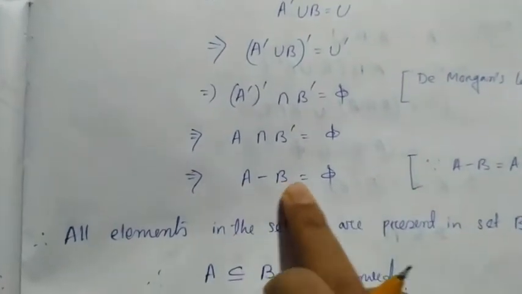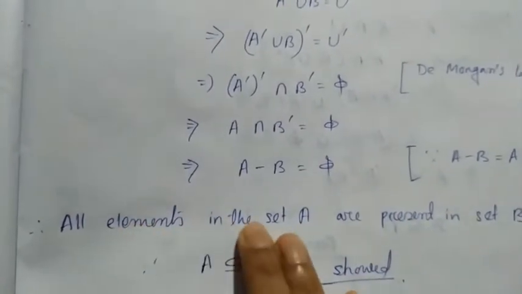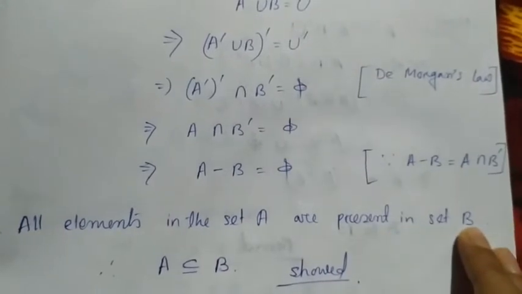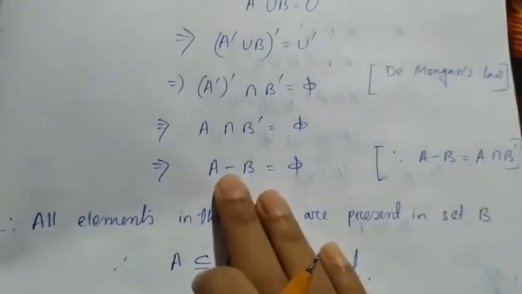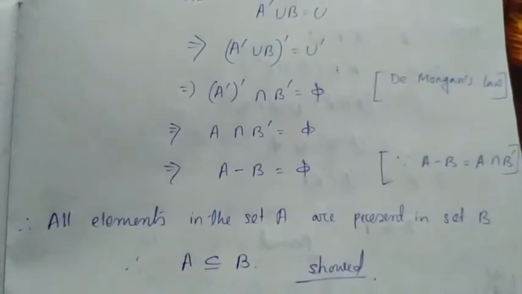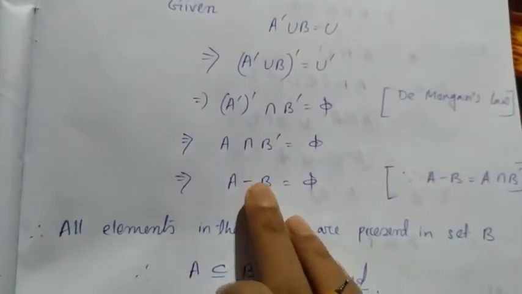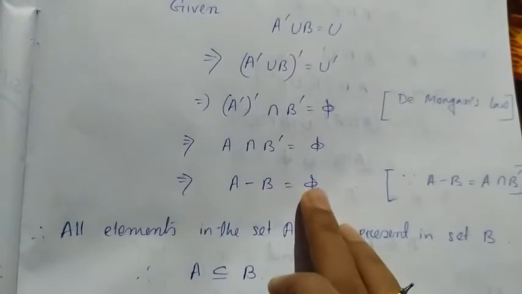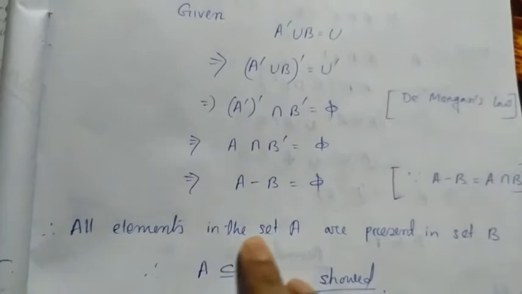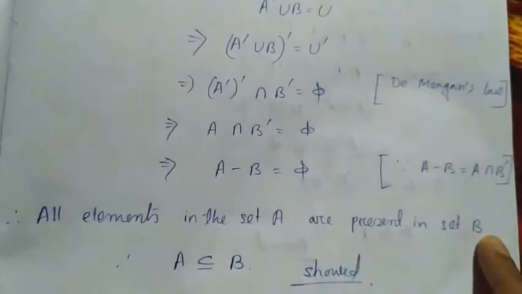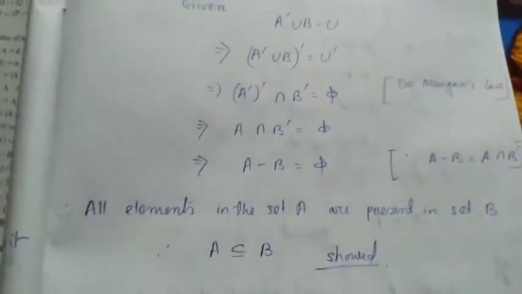If A minus B equals phi, then what does it mean? All the elements in the set A are present in the set B. Suppose the elements in A are 1, 2 and the elements in B are also 1, 2, then and only then A minus B is equal to phi, isn't it? So A minus B equals phi means all the elements in set A are present in set B. That means A is a subset of B. Proved. First problem proved here.